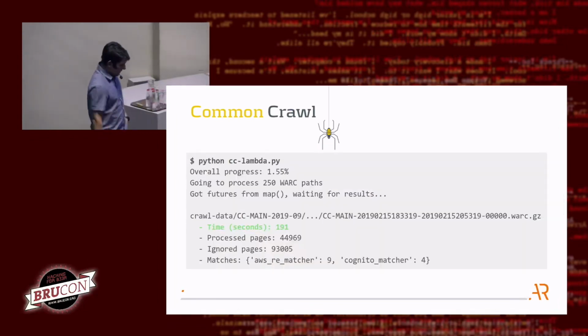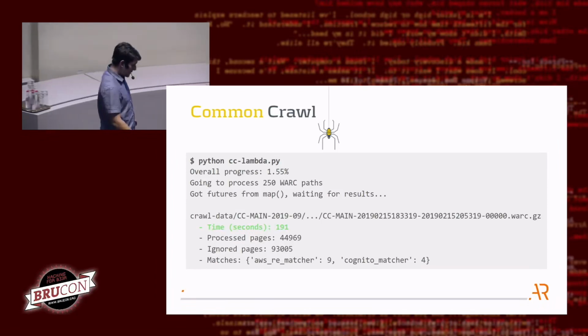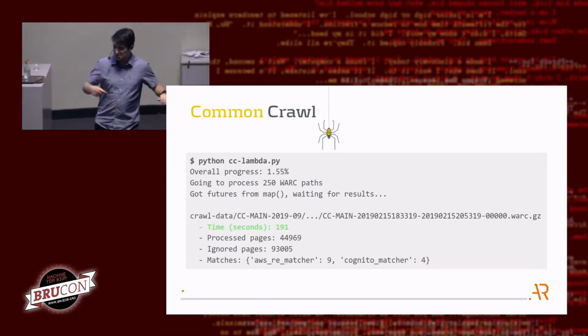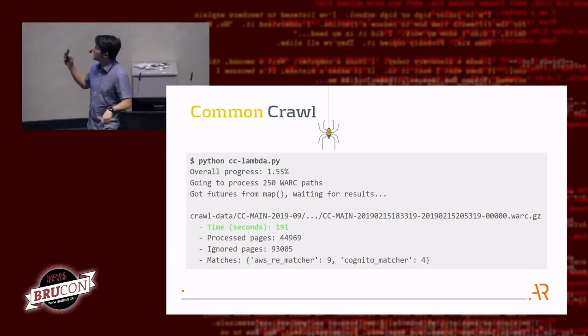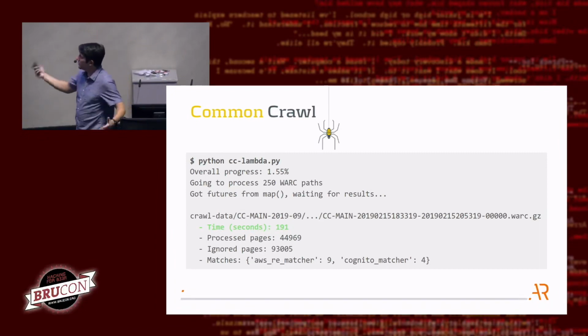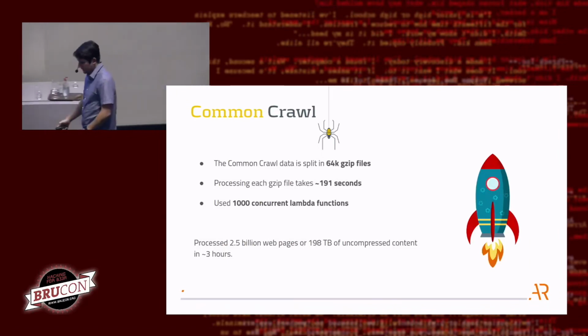This is how CC Lambda looks like. It's pretty simple to use, and it has a small configuration file, but other than that, you just run Python, CC Lambda. This is one of the chunks of information from the Common Crawl. It will process each of those chunks in 200 seconds, give or take. And the matches, you have a summary there, and the whole match is stored on S3.